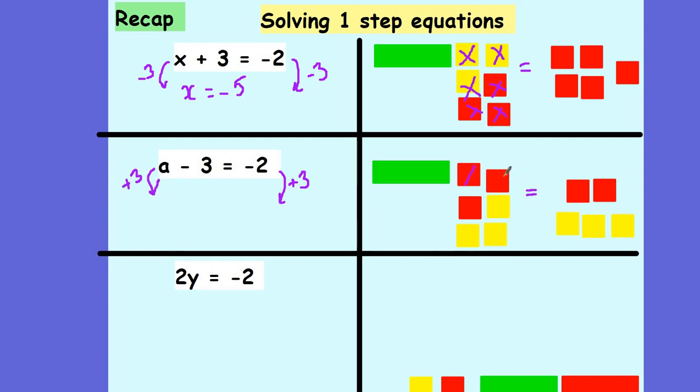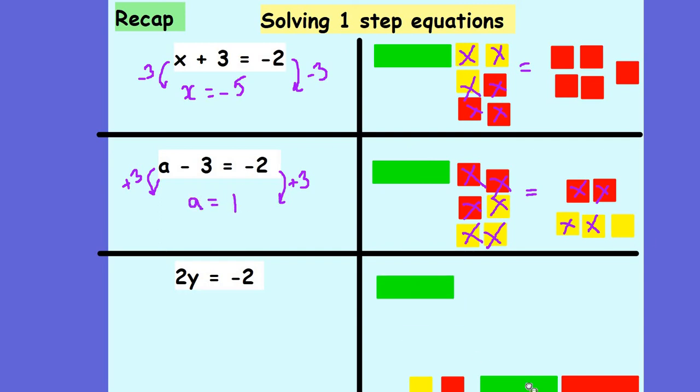If I then cancel out my 0 pairs, there's 3 0 pairs on this side, and there's 2 on this side. I'm left with a, my green rectangle, is equal to +1.